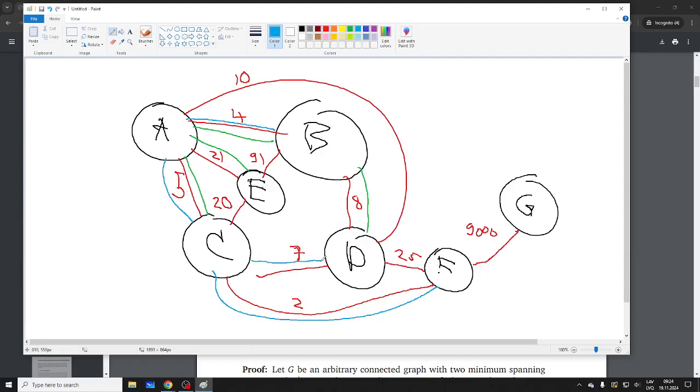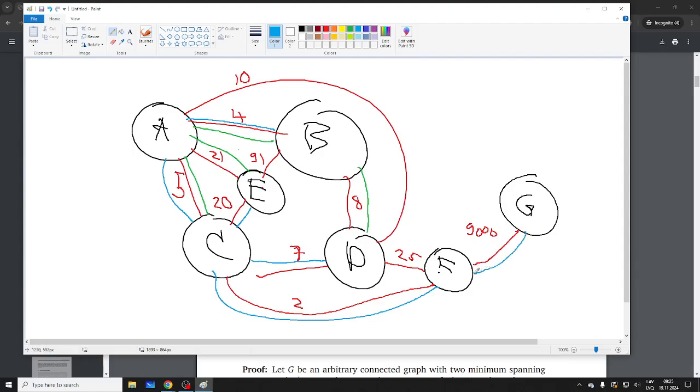Then what we do is check the next cheapest one, which is 8, but it leads to a vertex we already visited. We already have it, so we discard. We need this one, we discard. And we need this one, of course, eventually.